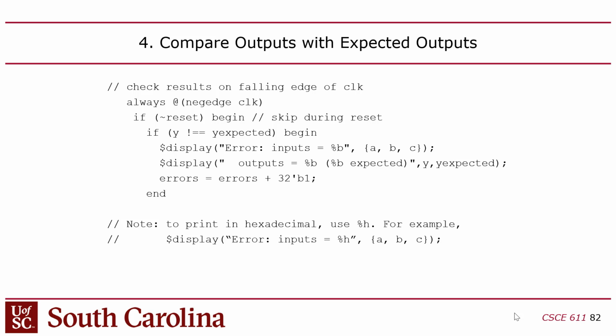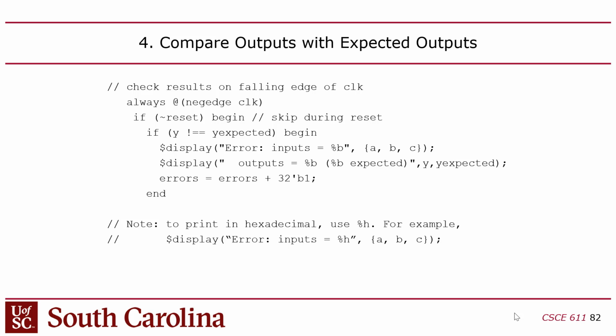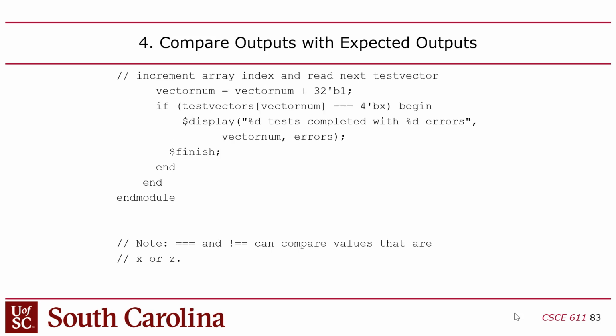And I'm still not incrementing the vector num. I do increment the error count, though, if there's an error. And then, oh, sorry, that wasn't done. This is just the beginning of the always statement. And then I do increment the vector num. This is the second page. And then check this out. I've got the equals thing here. So I check to see if the vector num is 4'bx. The x's are don't knows.